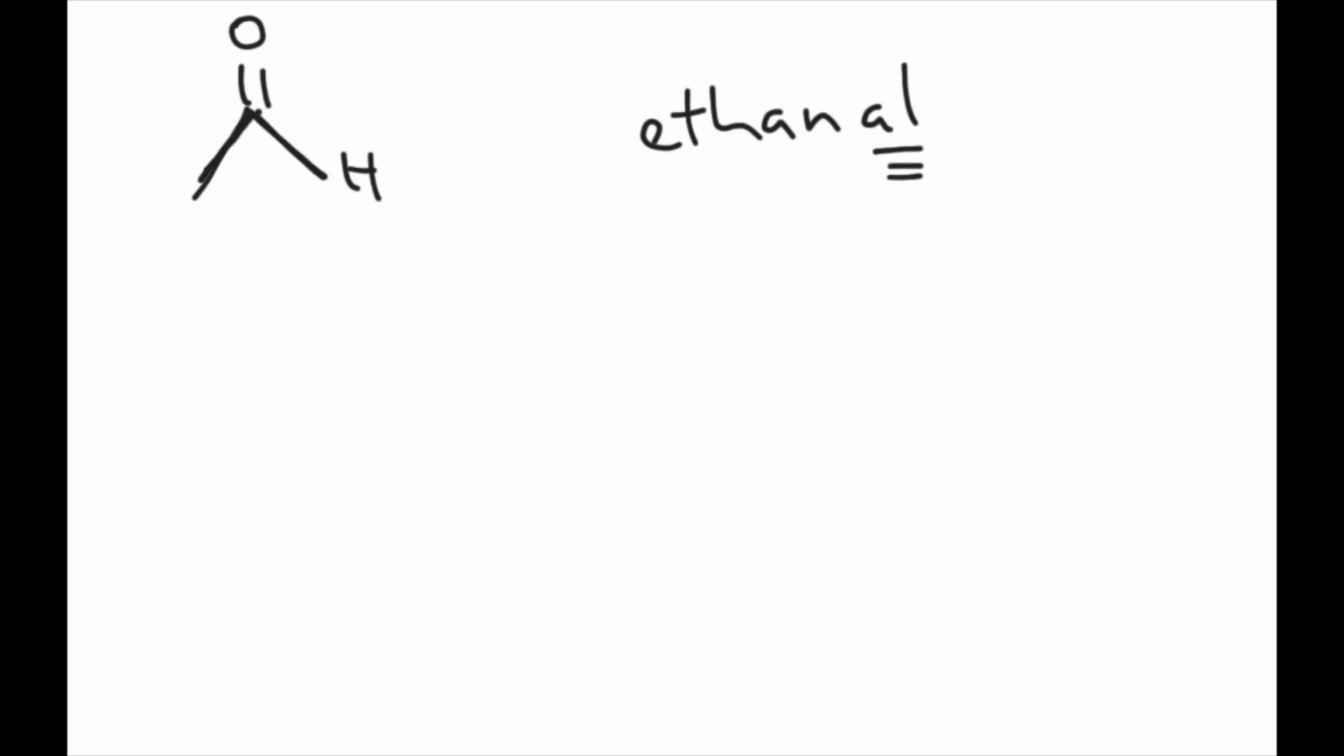If it's lower priority, for example if there is a carboxylic acid, then we call this a carbaldehyde. Sorry, it's not a carbaldehyde. It's called a formyl group. It's a carbaldehyde if it's on a cyclic ring. So let's try the carbaldehyde one.